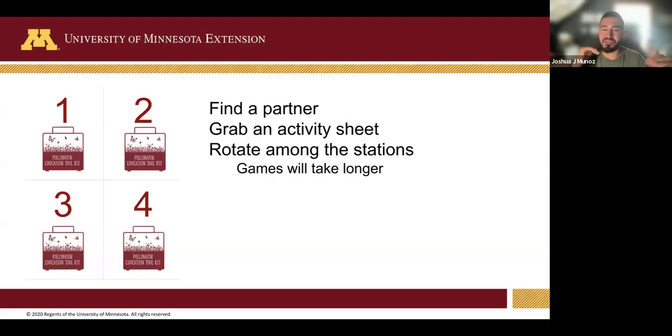I make sure I just tell them, just try to complete it all, and if we need an extra day, we'll have an extra day, but try to complete the packet with a lot of good intention. Some games will take longer, and I'll talk about these two stations that take a little longer.